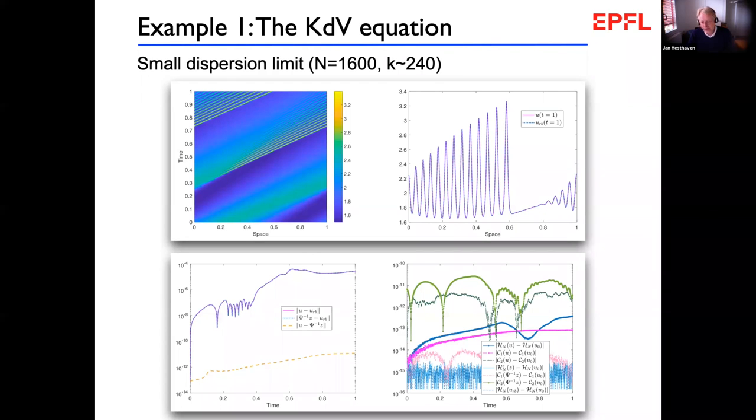At the bottom panel, the blue at the bottom is the error in the Hamiltonian. You can see again, it is exactly preserved. And the errors in the Casimirs are, again, for all practical purposes, at machine zero.